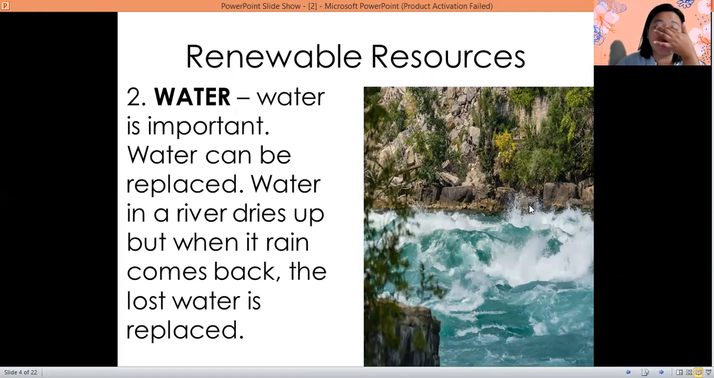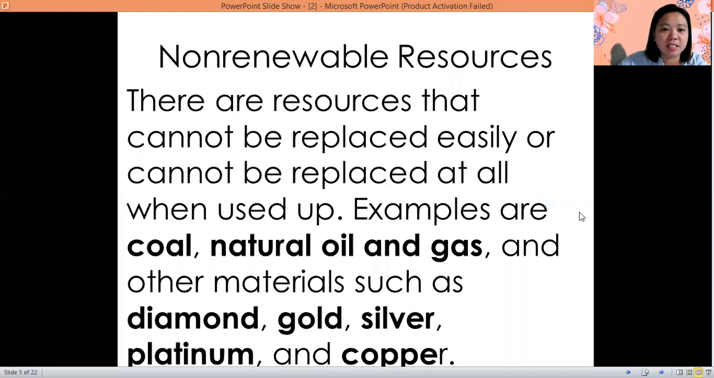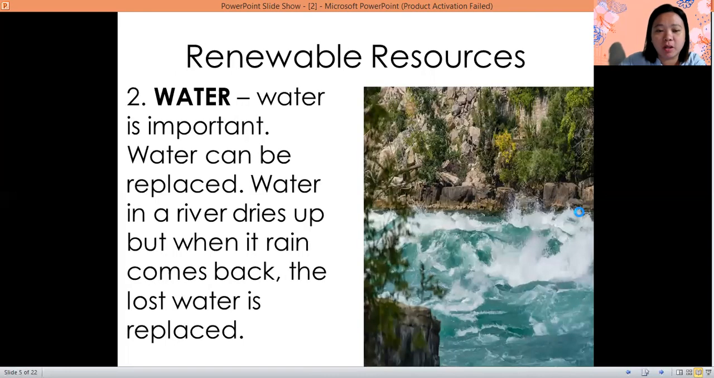But as of now, because we are too many and many people are using water these days, we need to limit our use of water. Wag nating paglalaruan, wag nating aaksayain. Okay? Do not play with the water. Okay po? Next is the non-renewable resources.